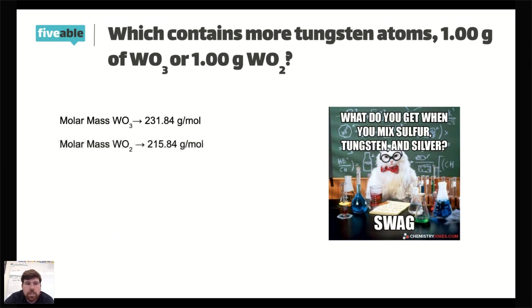This is a totally common multiple choice type question. They give you a certain mass and they say, what do you have more of, this element or that element, based on the masses? And by the way, you should never compare the masses. And in this case, it's kind of harder to do because you have the same mass. So yeah, any ideas with this one?